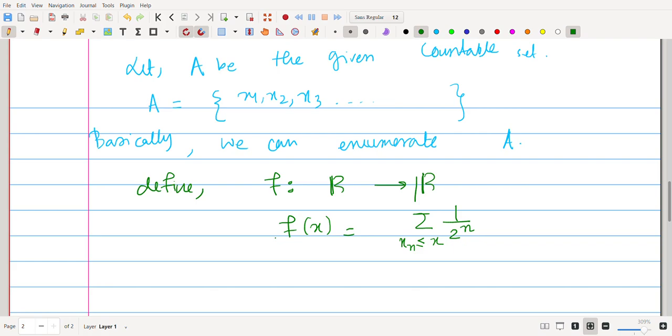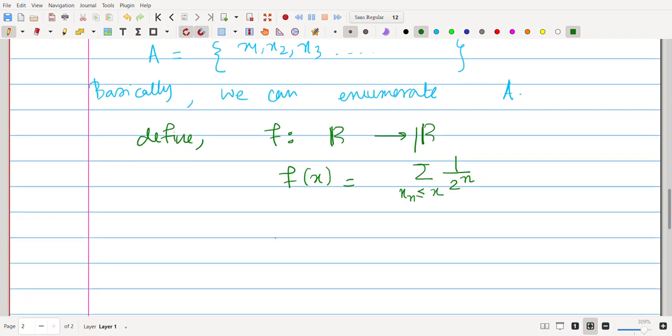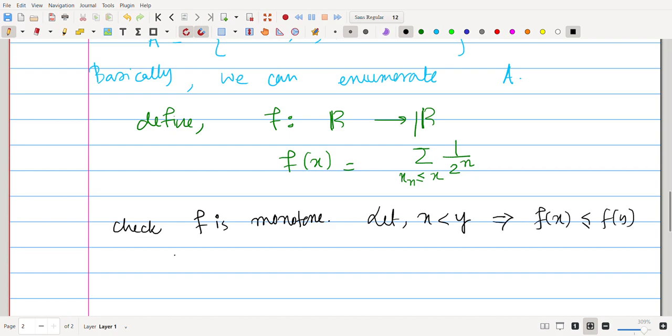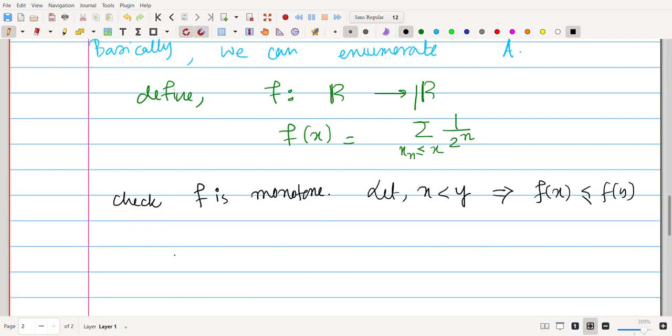Now we need to check whether this function satisfies the property we are looking for or not. That is important. So check f is monotone. How can I check? In particular I make this function a monotone increasing function. So let x less than y. This should imply that f(x) is less than or equal to f(y). I am not considering strictly monotone, that is not possible. I am considering just monotone, so it may be equal or less than. Okay, fine.